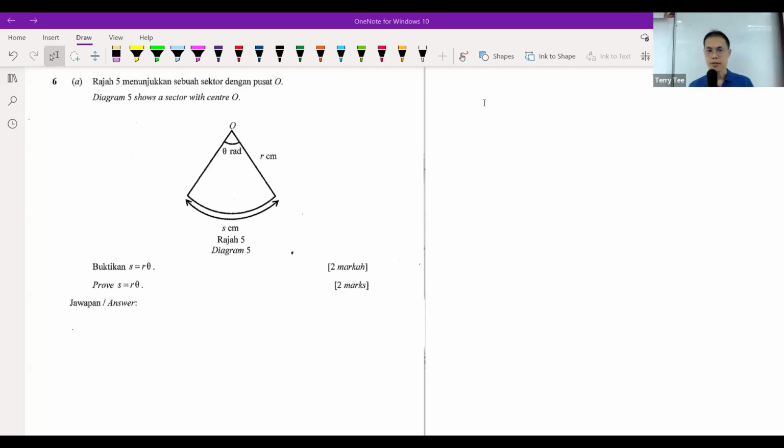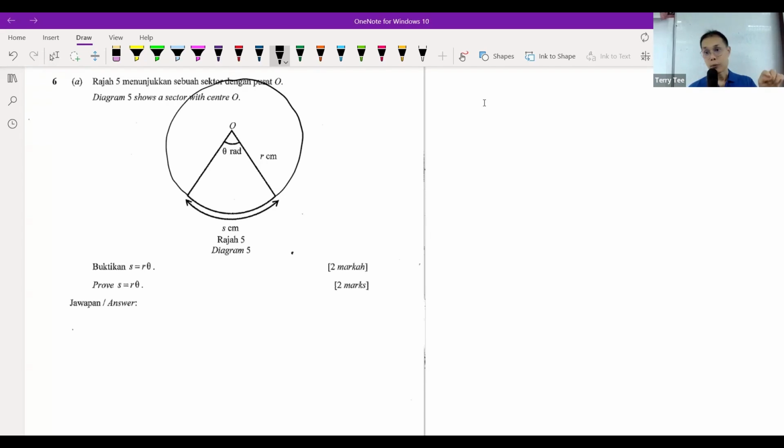Okay, question number 6. This is from Form 5, Chapter 1, Circular Measure. You're supposed to prove that S equals r theta given this. So I think, picture this. This is one whole circle. We use the concept that you learned in Form 2. Sorry, very ugly. So the full circle is like this.